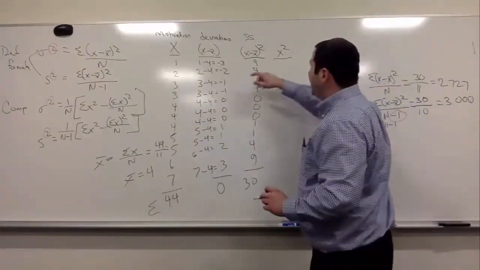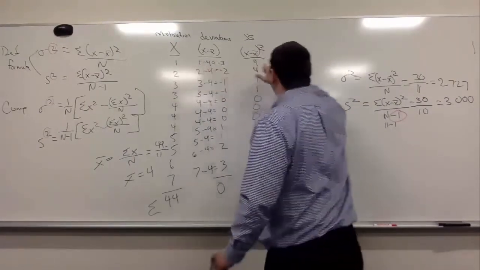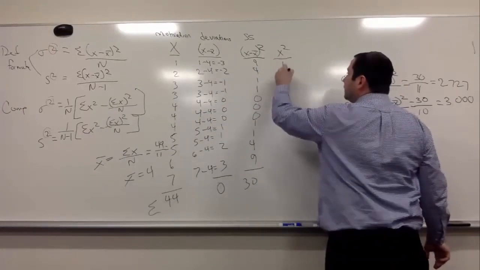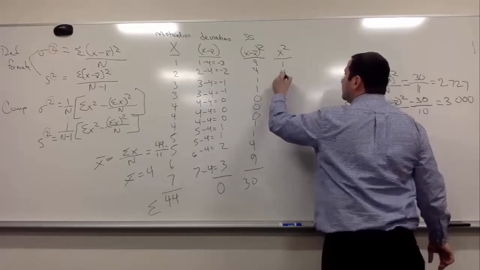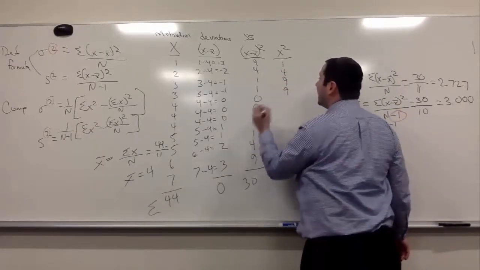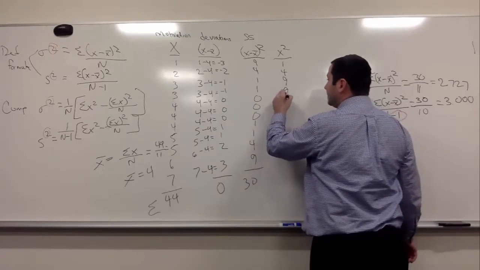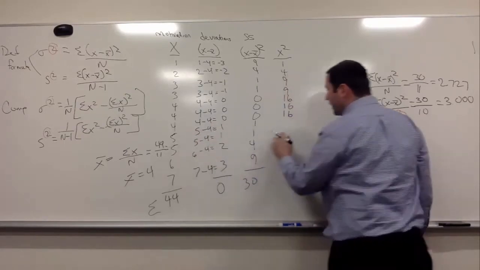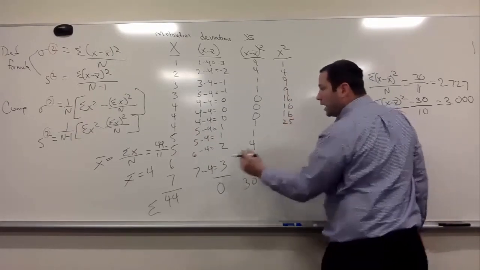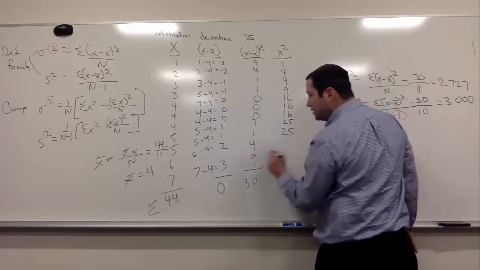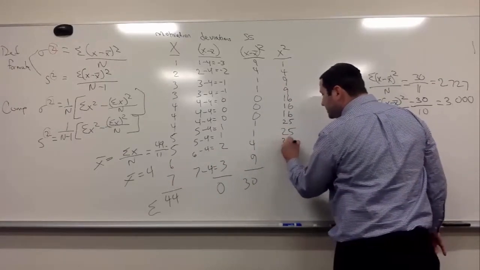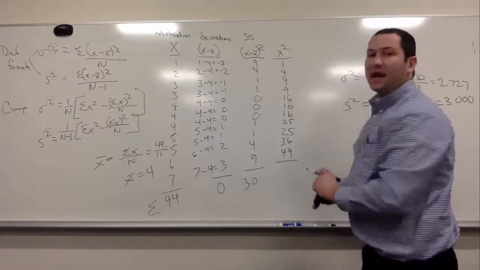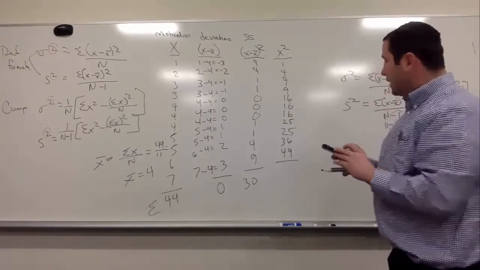So the x is 1. What's 1 squared? 1 squared is still 1. 2 squared is 4. 3 is going to be 9. Again, 9. 4 is going to be 16. Again, 16. Again, 16. 5 squared is going to be 25. 5 squared is going to be 25 again. 6 squared is going to be 36. And 7 squared is going to be 49. Now, if you could take some time to add that up, hopefully you'll get to the same numbers I do.